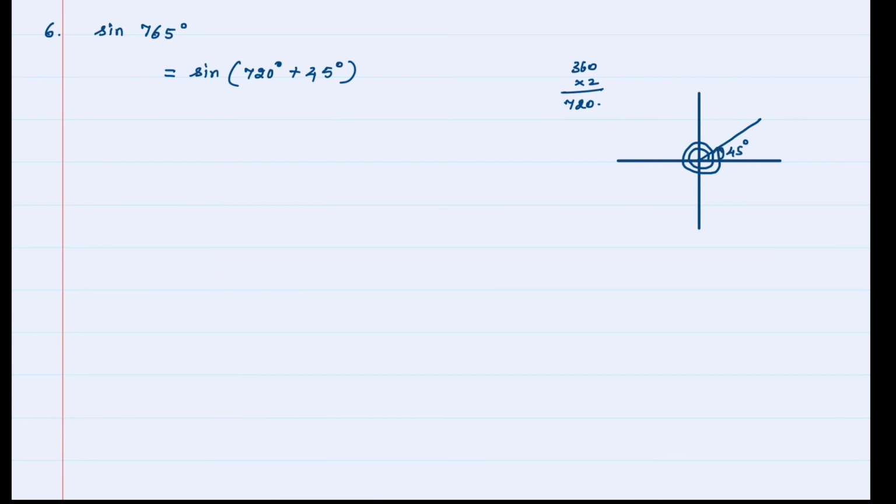It takes up the same position as 45 degrees. So, all trigonometric ratios for these two angles are going to be the same. This will be equal to sine 45 degrees, and sine 45 degrees is 1 upon root 2.